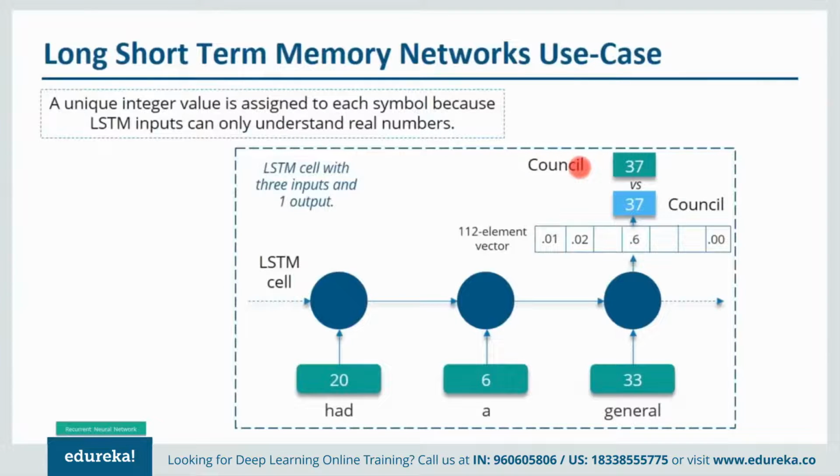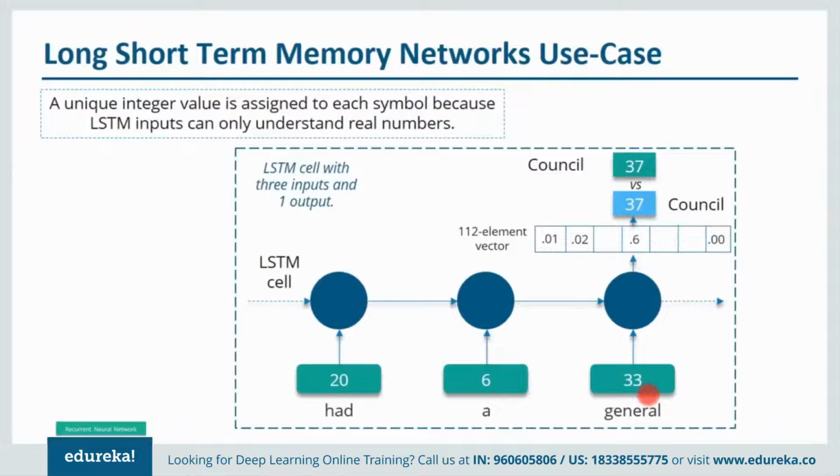So technically, we know that LSTMs can only understand real numbers. So what we need to do is convert these unique symbols into a unique integer value based on the frequency of occurrence. And like that, we'll create a dictionary. For example, we have had here that will have value 20, a will have value 6, general will have value 33.